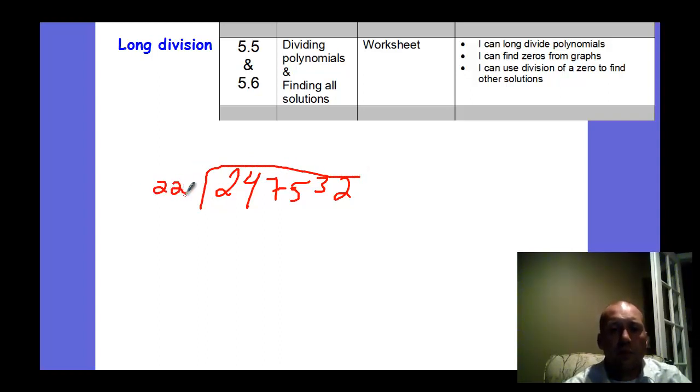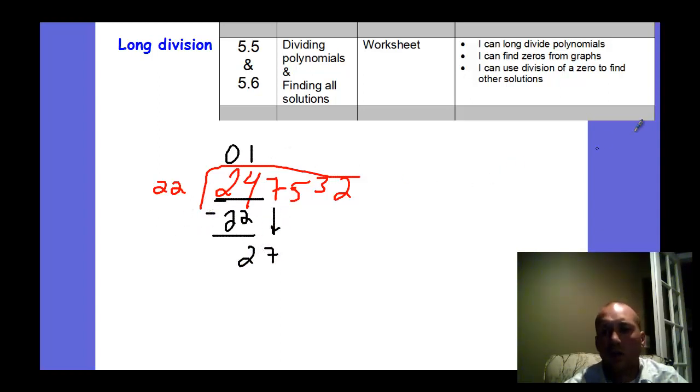Now the process to go through here is we want to look at how many times does 22 go into the first number. Well, it doesn't. It goes in there 0 times. How many 22s go into 24? Well, 1 does. So I do 1 times 22. I get 22, and then I subtract. And so then I get 2. Drop the next number, 27. And we repeat this process, and this is how you long divide.